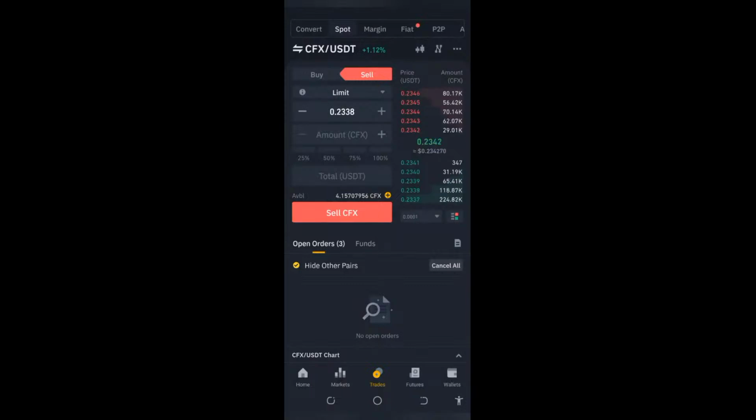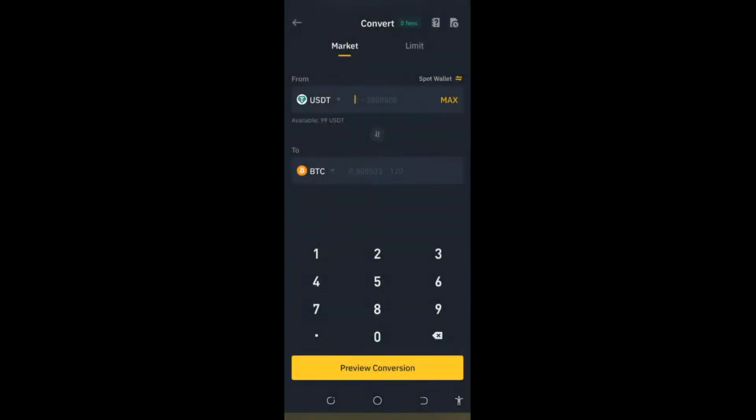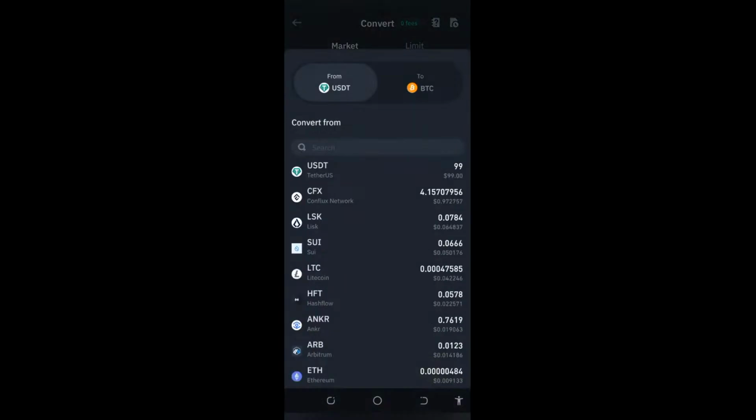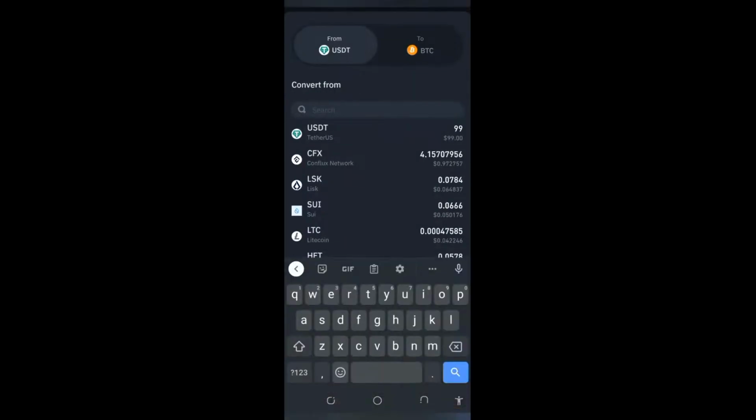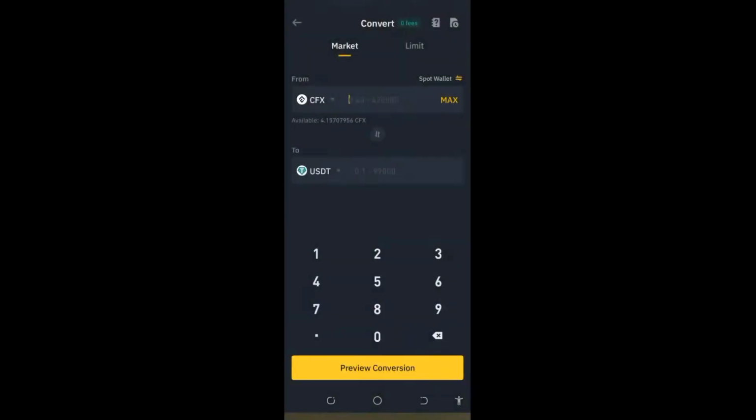4.15. We sent out 4.26, and now it's at 4.15. Obviously, we cannot change it here, so we have to go back to our convert and put that in. Let's put in CFX, and then USDT. Let's see how much we get. Max.